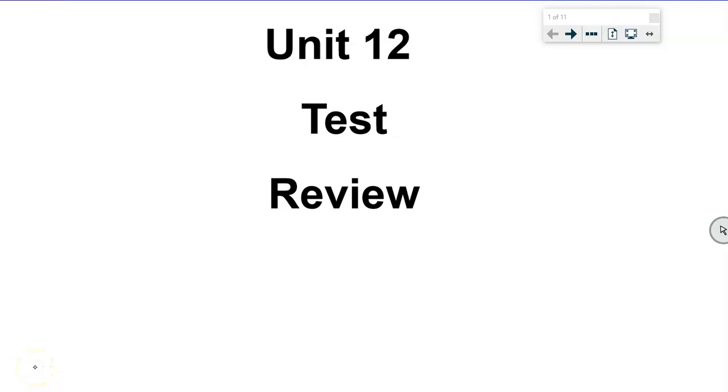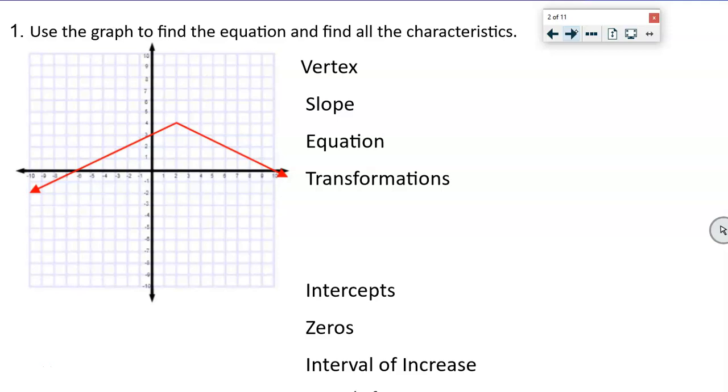So in this video, I'm going to go over the Unit 12 test review. So first of all, it says use the graph to find the equation and find the characteristics. The first thing we need to do is look at where is the vertex, which is right here. So that's going to be 2, 4. So that's our first thing here, is our vertex is 2, 4.